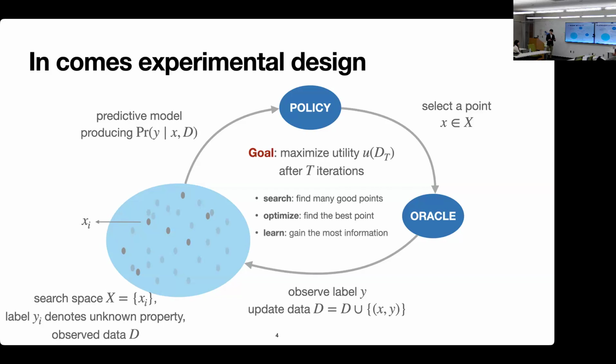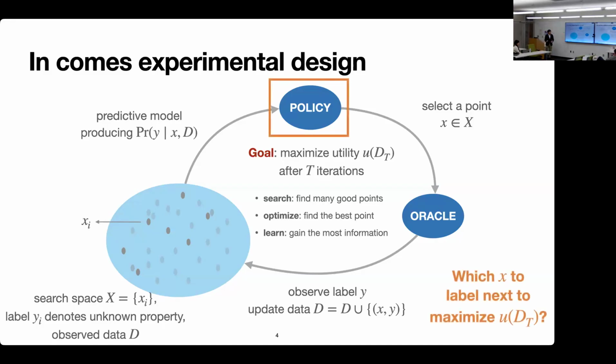Or it can be about learning. You have some phenomenon of interest that you want to learn about, so you search for data points that inform you the most about the phenomenon of interest, data points that give you the most information about what you care about. So there can be different ways to quantify this utility function that tells you the goal of your experimentation. And the central question that we ask is, how can we design this decision-making policy at the top to help us select which data points to label in order to maximize our utility function?